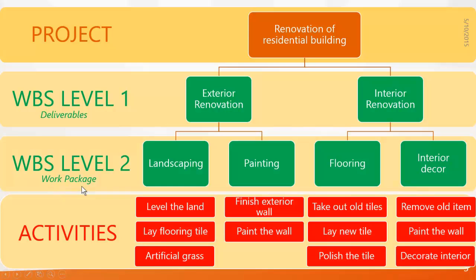So in construction, we normally use up to 7 WBS levels. And the last level is called the work package and the others are called deliverables. Now look at landscaping. To do the landscaping work package, we have certain works that need to be done. That is level the land, lay flooring, tiles and artificial grass. These are called activities in a project.